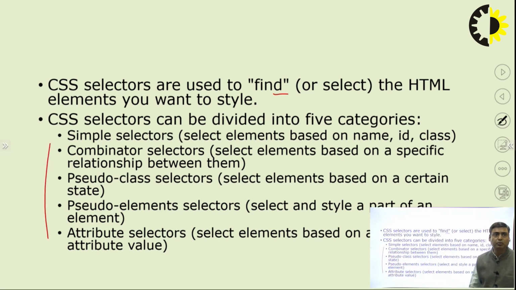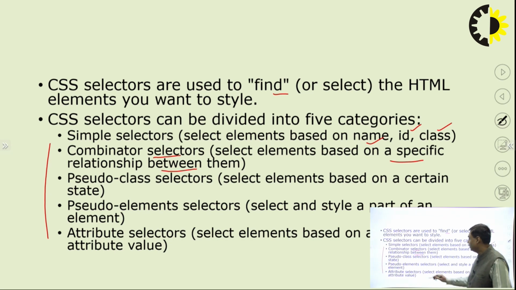The first one is simple selector. So it is selected based on the name of a particular HTML tag name, and it can be selected on the ID as well as class that you can define in the CSS. Next category of CSS selector is combinator selector. So it is basically to specify the relationship between the elements. We will discuss in detail what is the combinator selector.